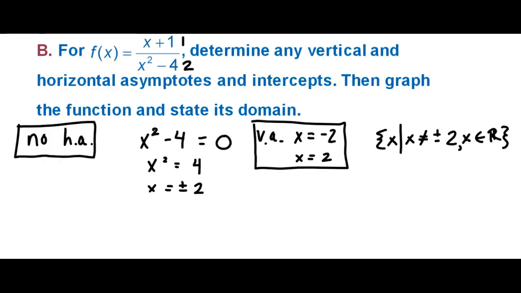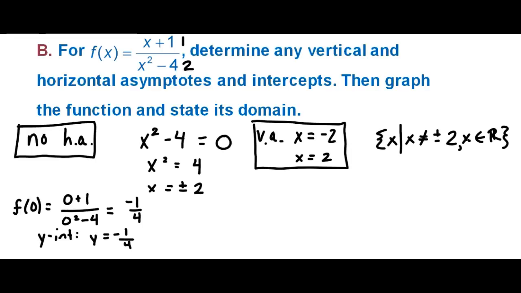So the next thing we want to look for are intercepts. And like I said before, finding the y-intercept's pretty simple. We just want to find f of 0, which in this case is 0 plus 1 over 0 squared minus 4, which essentially is going to give me -1/4. So my y-intercept is at the point y, where y equals -1/4.